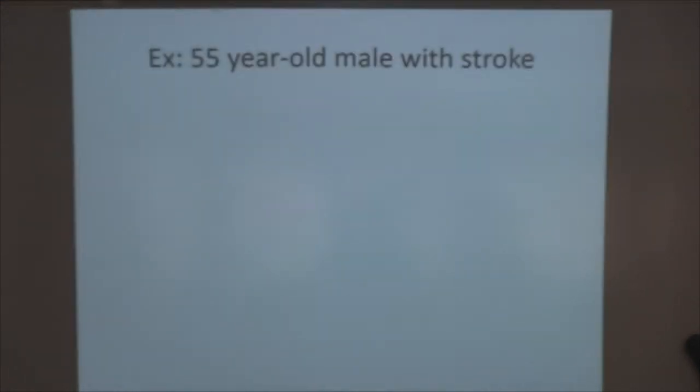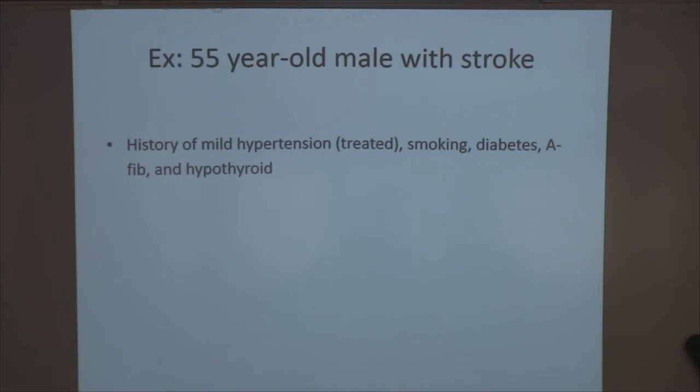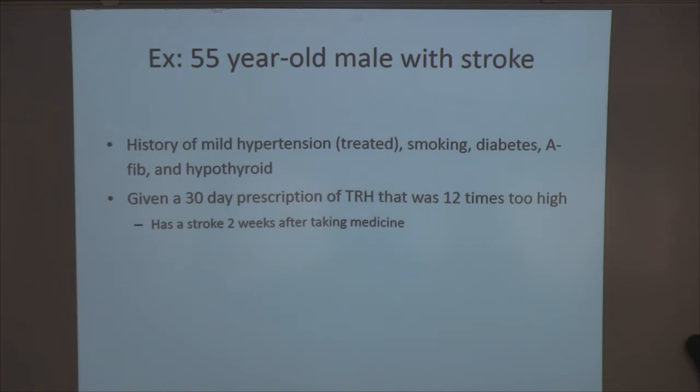This is a little bit complicated, but let me give you an example. This is a real life example from one of my cases. This is a man with hypertension, smoking, diabetes, AFib, and hypothyroid. All things that, well, at least some of the things which can contribute to stroke. He was taking medication for hypothyroid, but he was given a prescription that was an overdose. It was 12 times higher than it should have been.